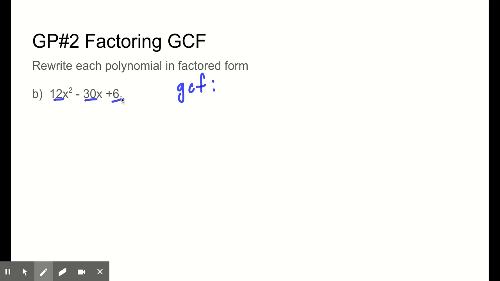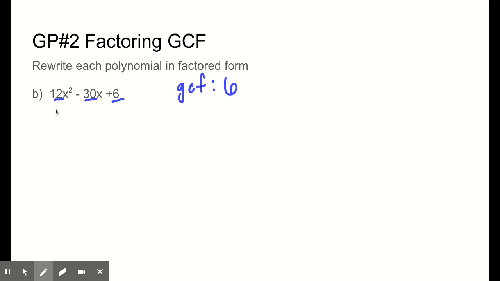Now, again, if you get stuck and you're not really sure, the best thing to do is to cake your numbers and figure it out. But for this one here, the greatest number that all three of these numbers are divisible by is the number 6. Then we want to check for variables. We have x squared here, we have x here, but we do not have an x on the 6. So our greatest common factor will not include an x. So our greatest common factor is the number 6, and now we're going to factor that out.